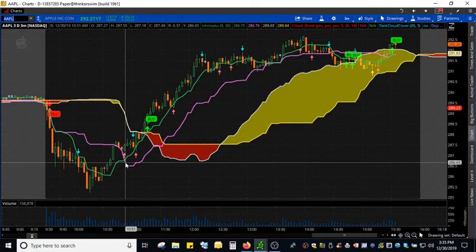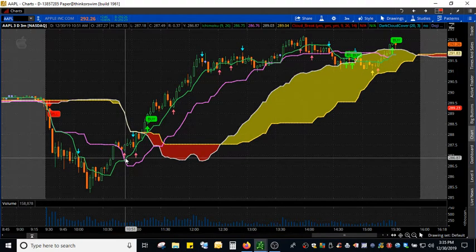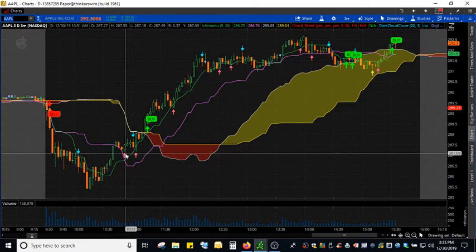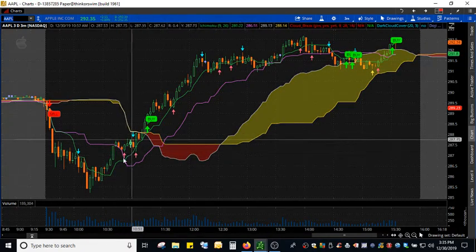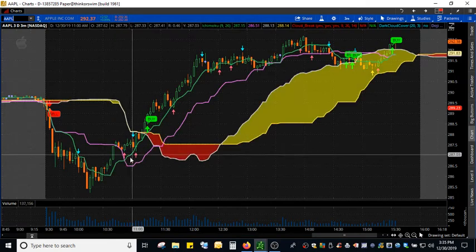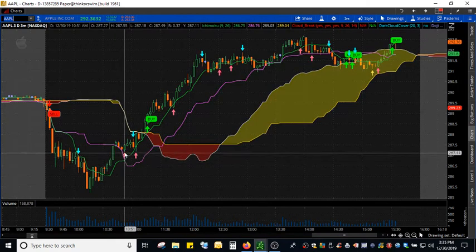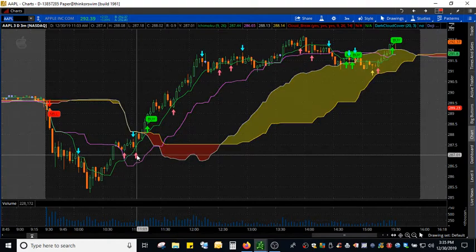Calls, you see right here, the green crossed above the purple. This is a little bit riskier entry, and this is a good example. A little bit riskier entry because you're below the cloud. So technically you're still in a bearish trend, but you have the green crossing above the purple, so it's signaling an entry. And these are the indicators I have set on all my charts.